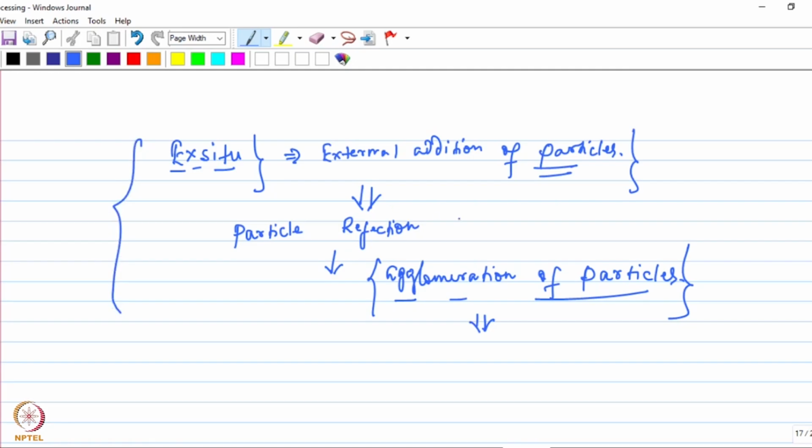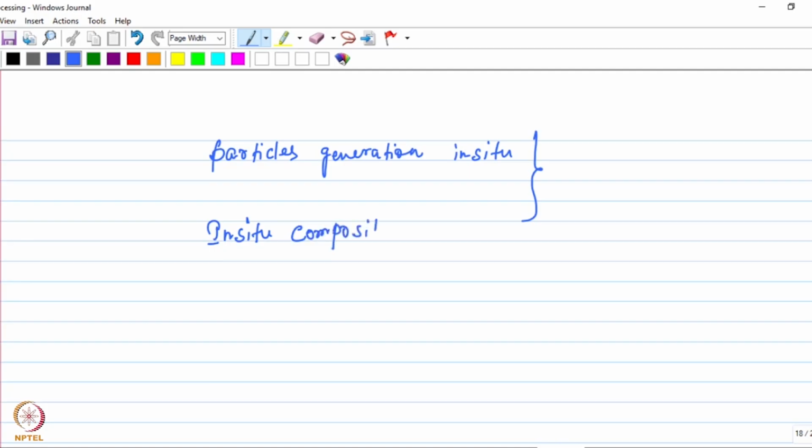Okay, so one way to overcome this is to have a process in which the particles can be generated within the matrix material without the need of adding them externally. So here the particles are generated in situ, and therefore such composites are known as in situ composites. But the question is, how do you generate these particles internally in the matrix material? Okay, so just like that, the particles cannot be generated. Here also, you will have to do something, if not adding them externally, in order to make these particles in situ during the processing itself.